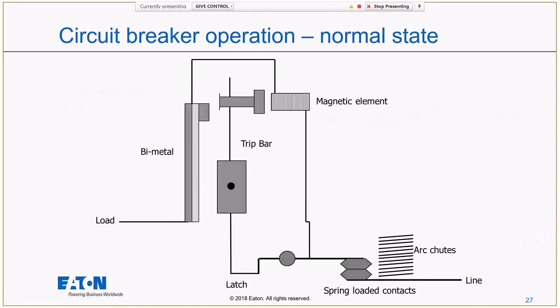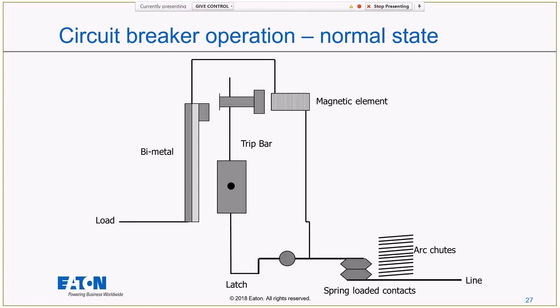So this is my circuit breaker operation. In a normal condition, this is what the inside of my circuit breaker is going to look like. If I look on the bottom right, I've got my line power coming in. It's going to go through my spring-loaded contacts, and you'll see that those contacts are latched together during my normal state, normal operation. My current is going to go up into that magnetic element, and then up and over through the bimetal and out to my load. So in the normal state, it'll just stay like this, humming along forever, happy.